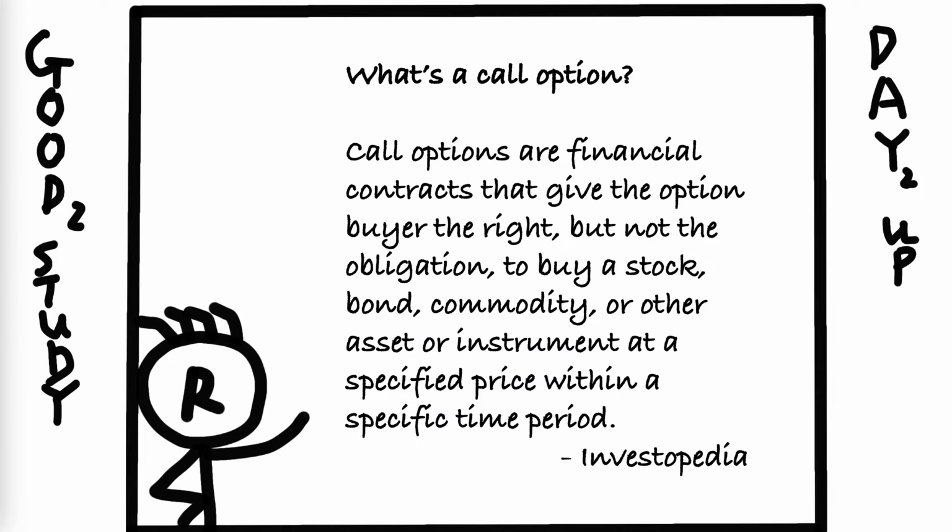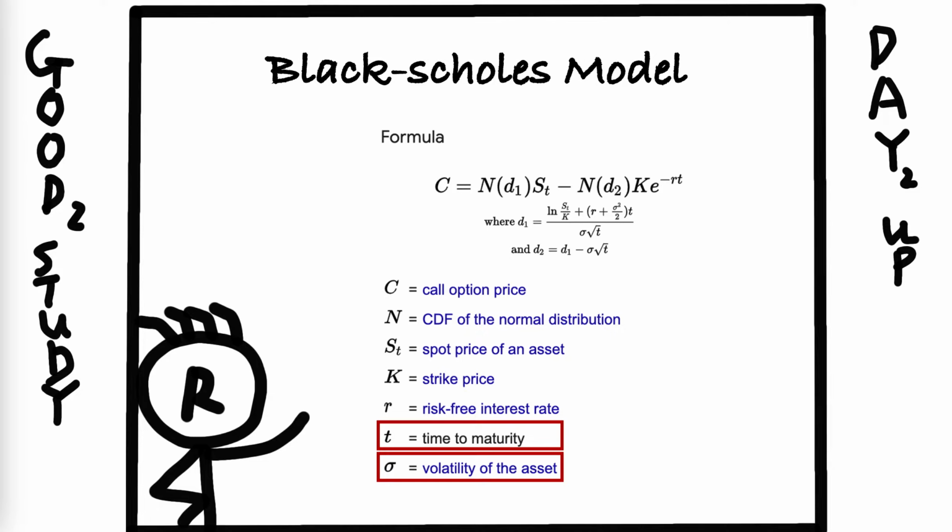A call option is a financial contract that gives the buyer the right to buy the underlying asset at a specified price, which we call the strike price, within a specific time period. We often price the call option based on the Black-Scholes model. I know it's a giant model, but don't be scared. It's actually more friendly than you think. All we need to know for now are the following two variables.